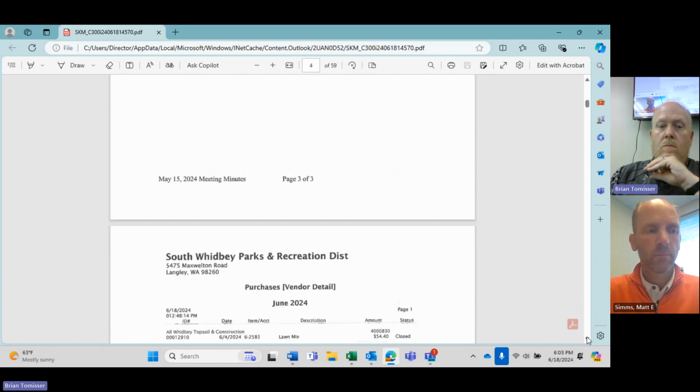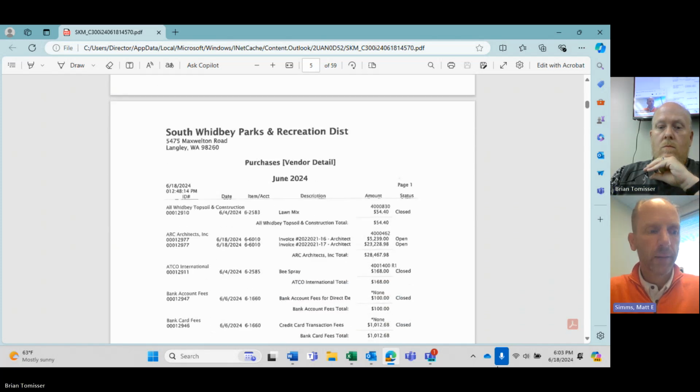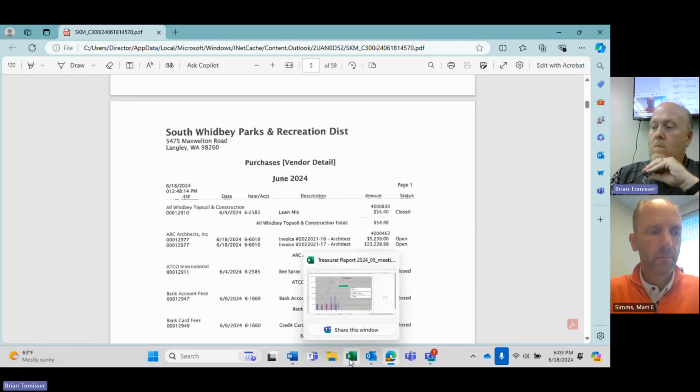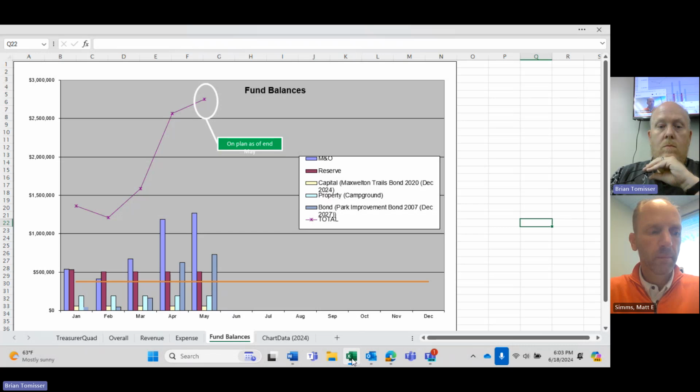Aye. Matt, aye. And four ayes. All those opposed say nay. The ayes have it, the motion passes. Moving on to the treasurer's report.